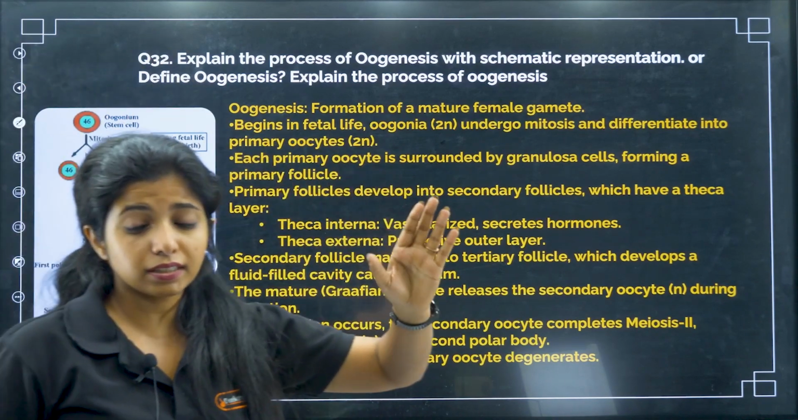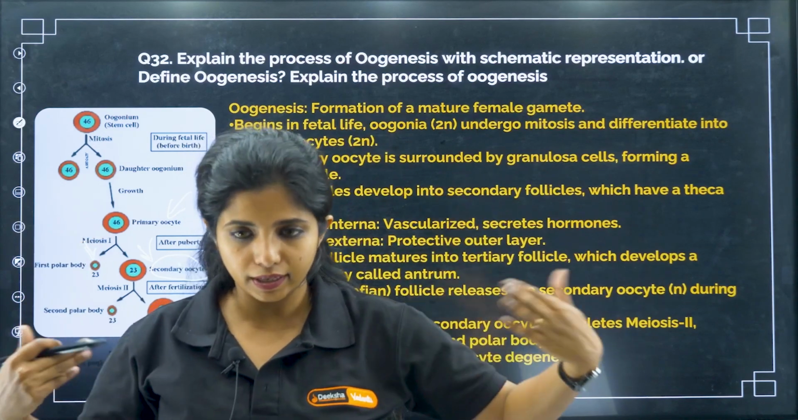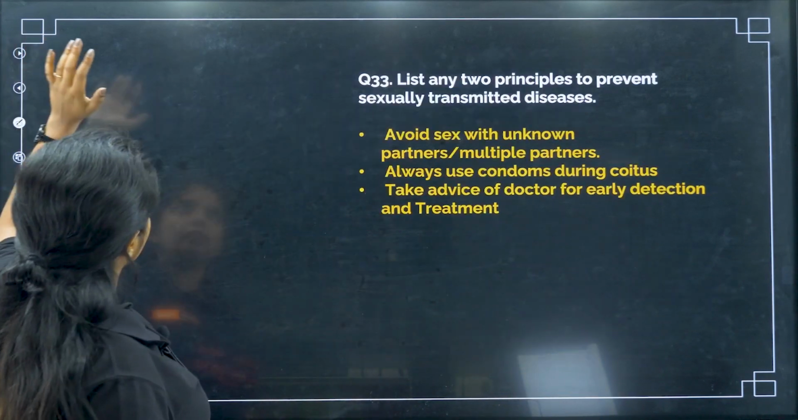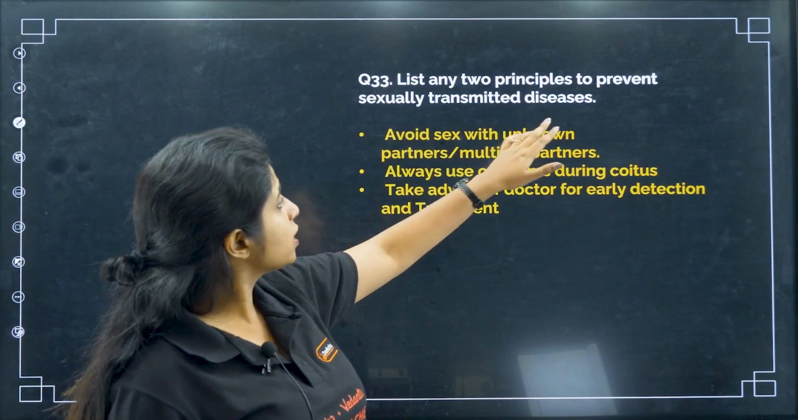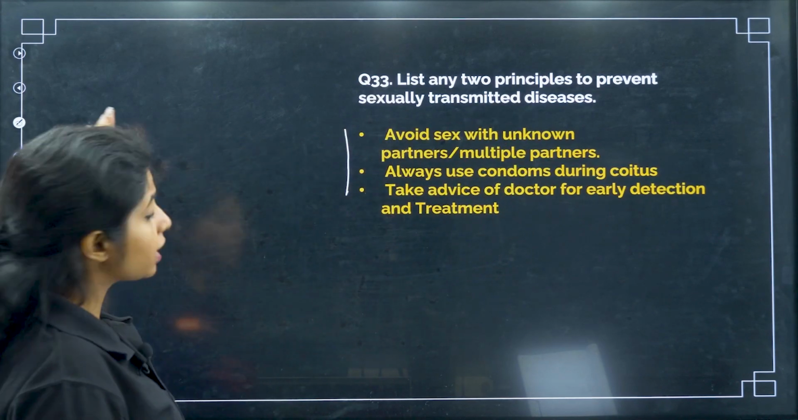And when does the zona pellucida dissolve? After fertilization, it goes away. Okay. Now list any 2 principles to prevent sexually transmitted diseases. Avoid sex with unknown partners. Always use condoms. Take advice of a doctor for early detection and treatment.